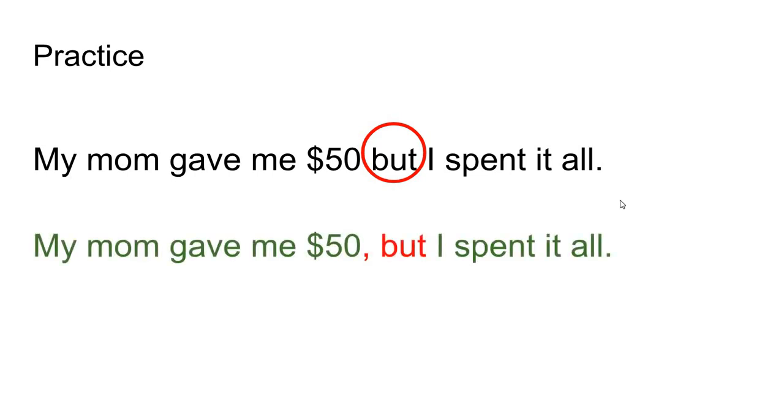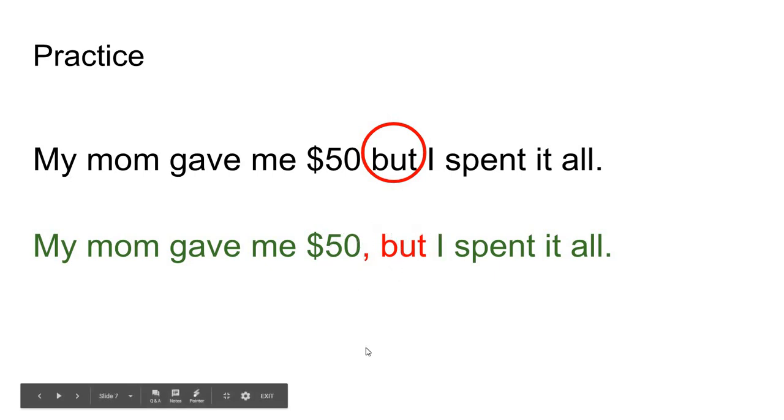So therefore, my mom gave me $50, comma, but I spin it all. Don't forget that comma. If you have a complete sentence on this side and a complete sentence on this side, then you have to have a comma with your conjunction.